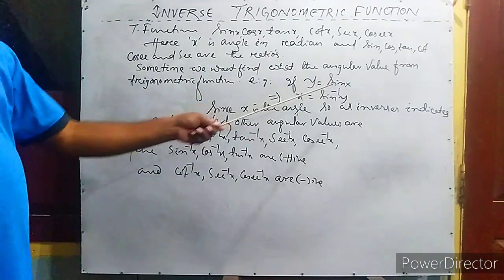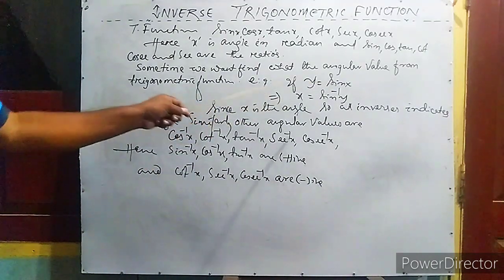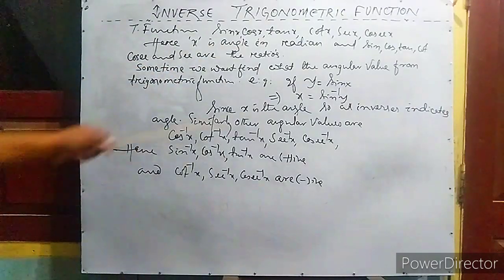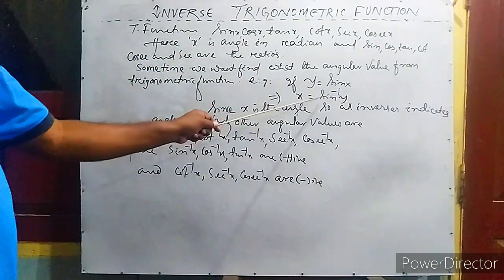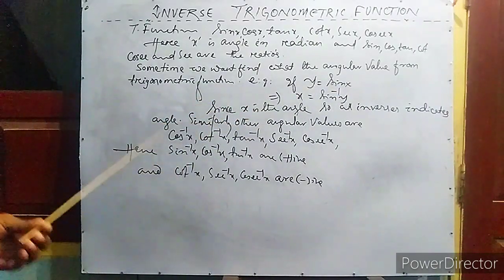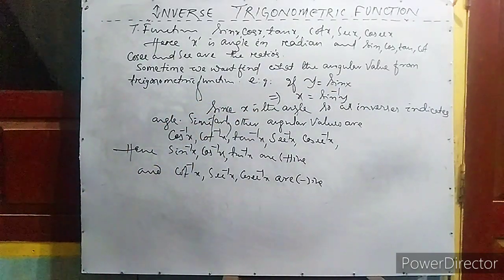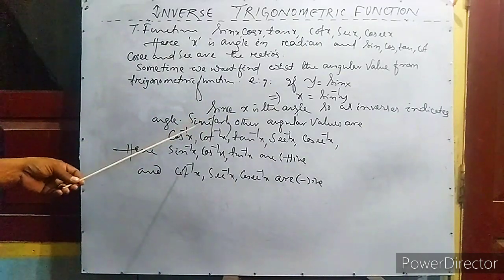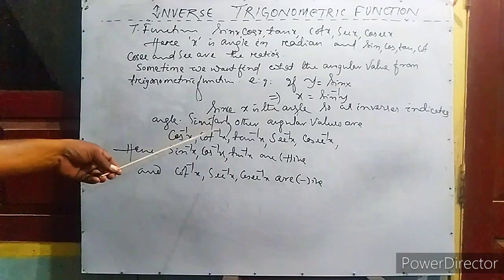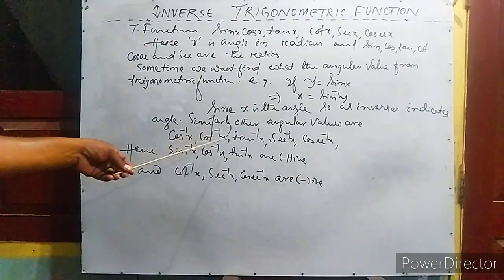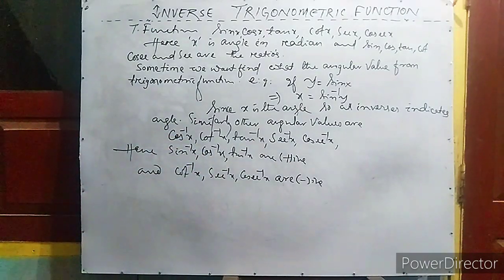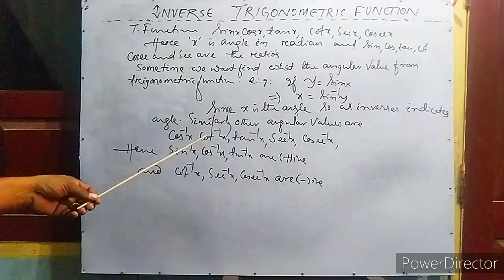Now look here, x represents the angle of the trigonometry value. So x equal to sin inverse y. So this sin inverse y represents the angle. Here is one clarification: cos inverse x, cot inverse x, tan inverse x, sec inverse x, cosec inverse x. All these are angular values.